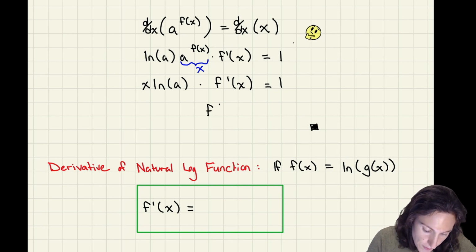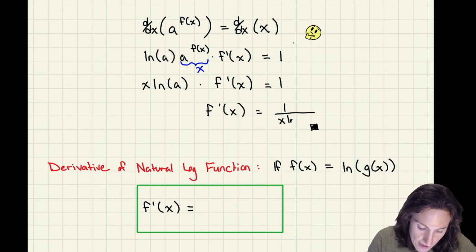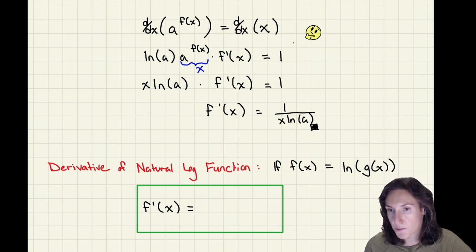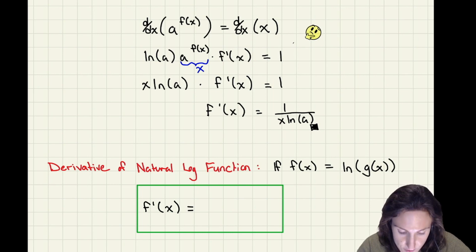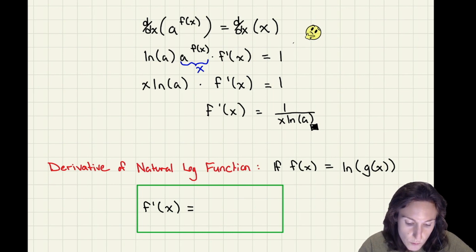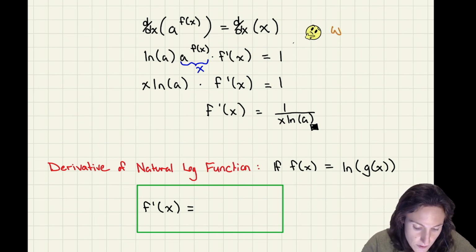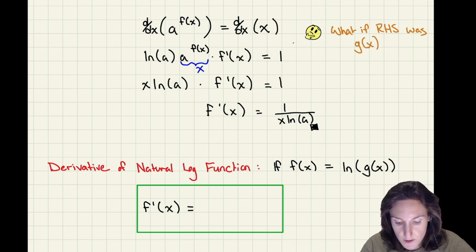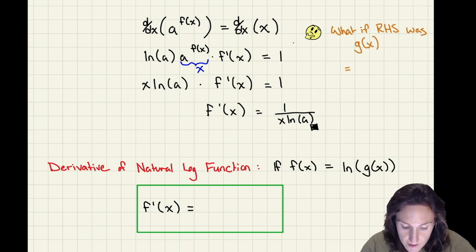So now if we just rearrange and divide through by that x ln a, I get my expression. Now, something to also notice here. What if our right-hand side was a general function, let's say g of x? Then we would end up getting g prime of x.